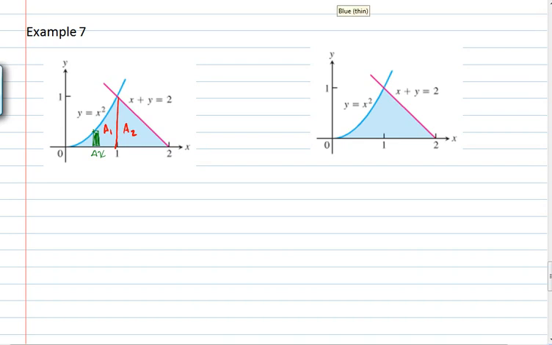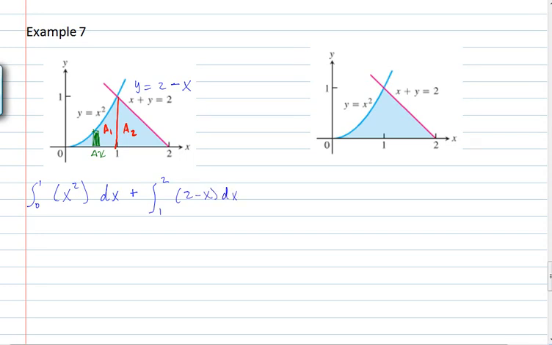Okay, setting up the problem. We have the integral from 0 to 1, because x here, this rectangle, is going to slide along from 0 to 1, and that's where you determine your bounds, and it's based on what your differential is. This is a dx. And we integrate x squared from 0 to 1, plus, if I solve this equation for y, I get y is equal to 2 minus x. So this is going to be the integral that goes from 1 to 2 of 2 minus x dx.